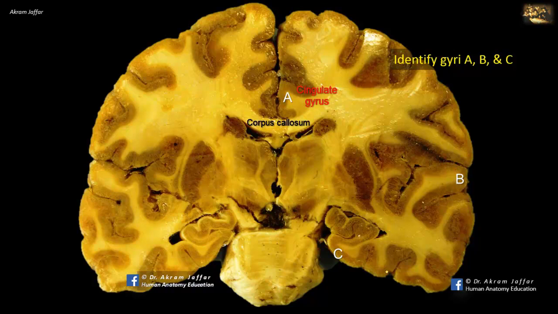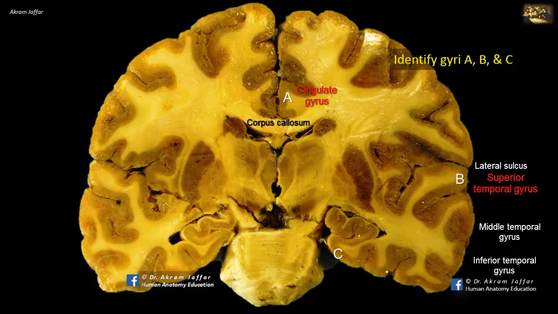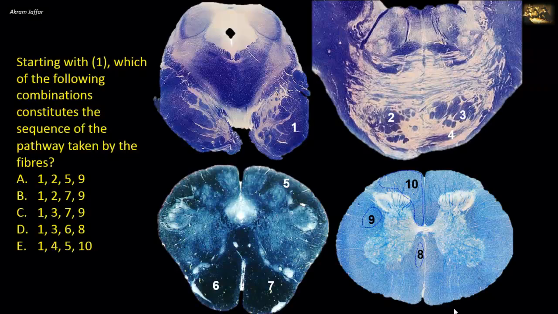B is located on the lateral surface of the cerebral hemisphere, just inferior to the lateral sulcus. It is the uppermost gyrus of the temporal lobe, that is, the superior temporal gyrus. You can trace the other gyri, middle and inferior temporal gyri as well. C is located on the inferior surface of the cerebral hemisphere, most medially, and it is the parahippocampal gyrus.